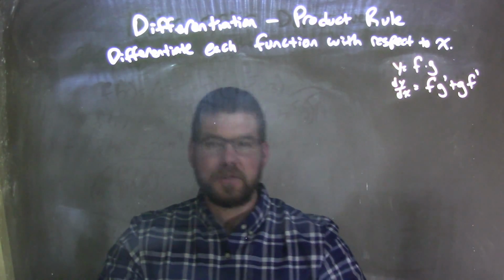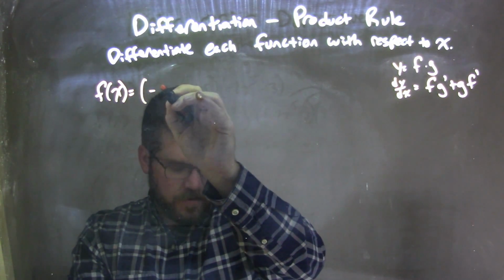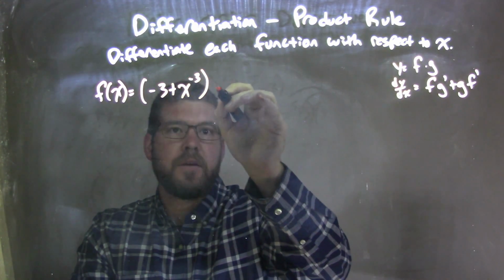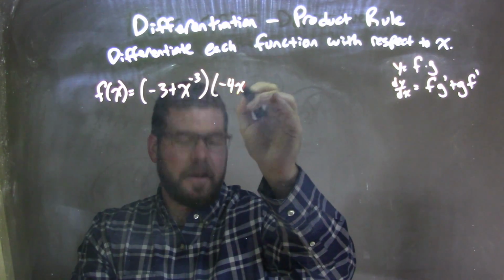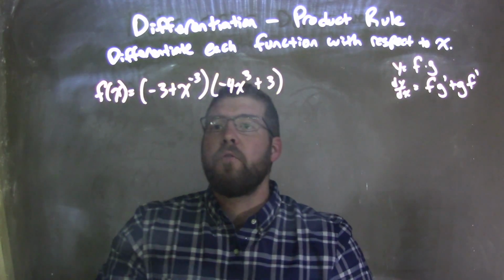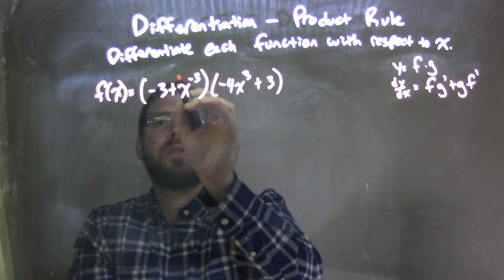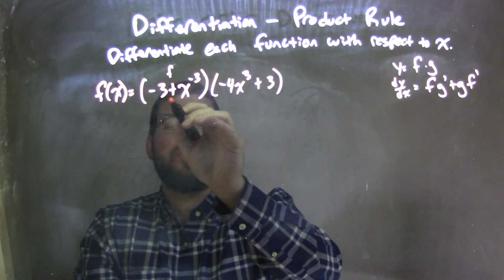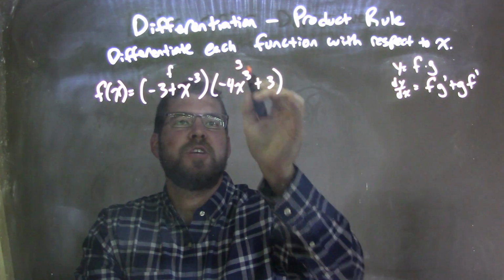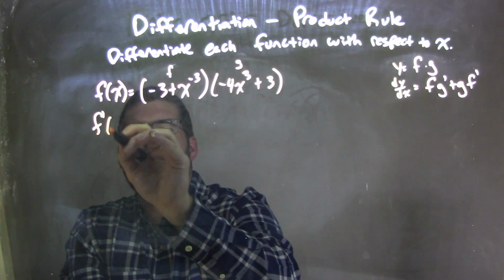So if I was given this function, f of x is equal to negative 3 plus x to the negative third times negative 4x to the third plus 3. Okay? Well, to apply the product rule, I need to have two functions that are being multiplied together, which I have. I'm going to label the first one, negative 3 plus x to the negative third, with f, and the second one, negative 4x to the third plus 3, with g. So now I have my two functions, they're labeled, I can apply the product rule.